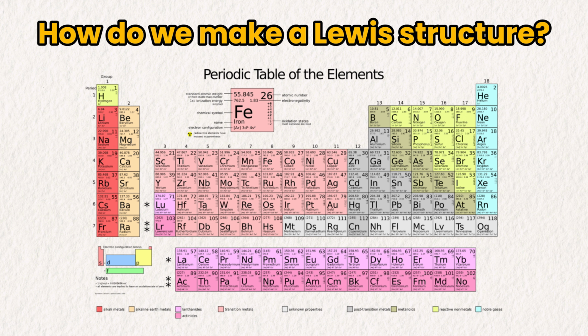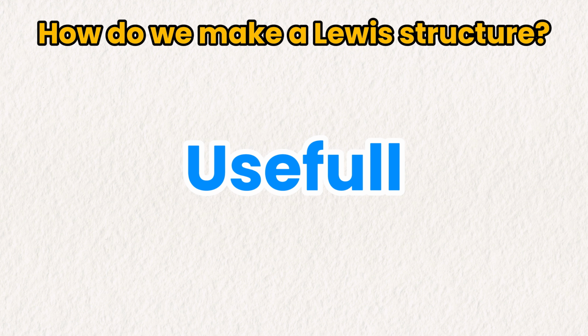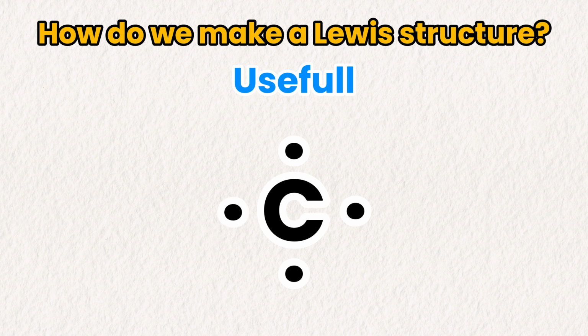For the main group elements, that's groups 1 to 2 and 13 to 18. The group number tells you exactly how many valence electrons the atom has. So, elements in group 1 have 1 valence electron, group 2 has 2, group 13 has 3, and so on, all the way up to group 18, which has 8 valence electrons. The only exception is helium. It's in group 18 but only has 2 valence electrons, because it only has 1 shell. This shortcut is super useful when you're drawing Lewis structures, because you can instantly know how many dots to draw around the element symbol.